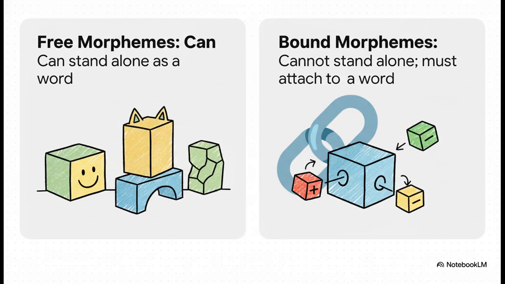And these little morpheme bricks come in two main flavors. First, you have free morphemes. These are the cool independent ones like happy or cat. They can be a word all by themselves. But then you have bound morphemes, like un or that ness from before. These guys are a bit clingy. They have to be attached to another word to mean anything.